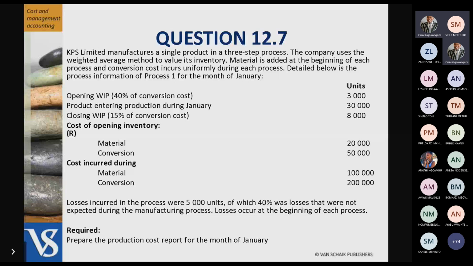Losses incurred in the process were 5,000 units, of which 40% was losses that were not expected during the manufacturing process. So this simply suggests that we've got 2 sets of losses here: the normal loss as well as the abnormal loss. Losses occur at the beginning of each process. That's another thing that we're looking for: at what stage do we have to detect a loss? They are saying to us it occurs at the beginning of each process. So we are good to go.